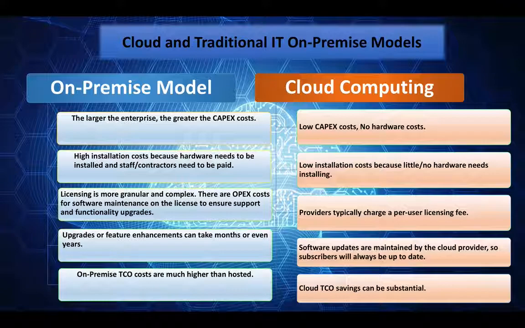Cloud and traditional IT on-premise models. We're talking about on-premise models. There are large enterprises, with great CapEx cost, high installation cost, licensing that is generally complex, and upgrades of features. On-premise TCO costs are much higher than hosted. For cloud computing: low CapEx cost, no hardware cost, low installation cost, typically a charge per user in license fees, and software updates are maintained by cloud providers. Cloud TCO savings can be substantial.